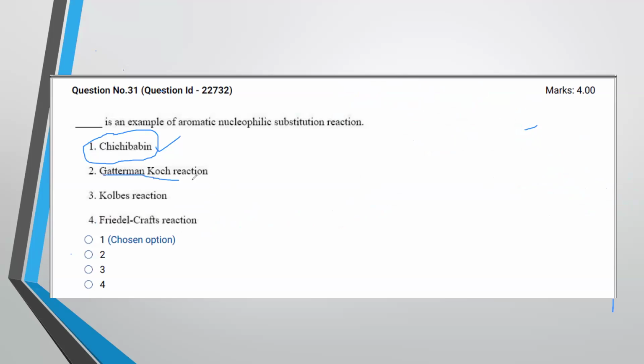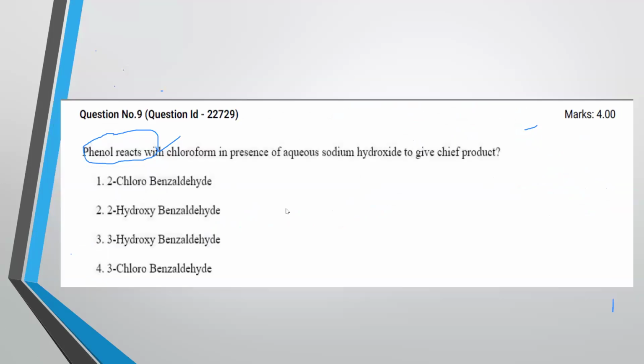And what about the Gattermann-Koch reaction? Which product is formed in Gattermann-Koch? We'll see this reaction in the next class also, but if anyone knows, which product will be formed? Yes, very good. Benzaldehyde, yes.